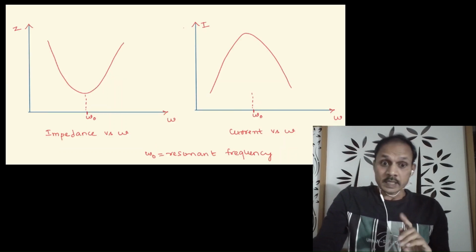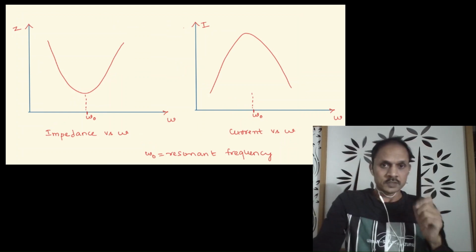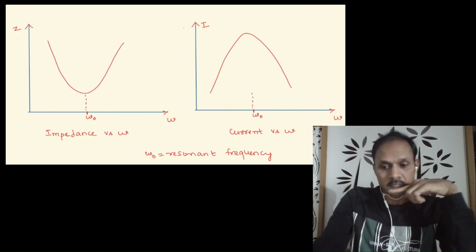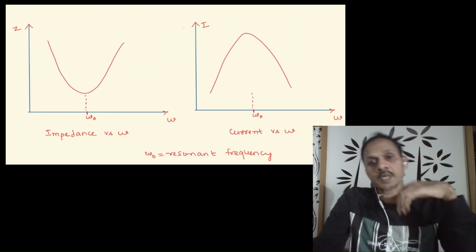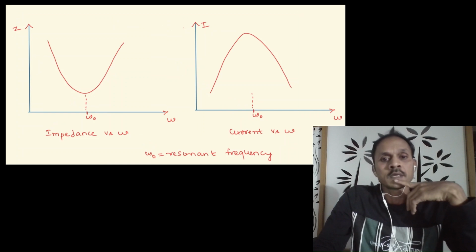Now, this one, resonance related graphs. What happens at the resonance frequency? Maximum current, minimum impedance. This one also is important. As a part of derivation also, you practice this one obviously.